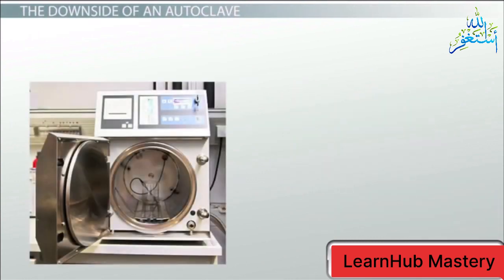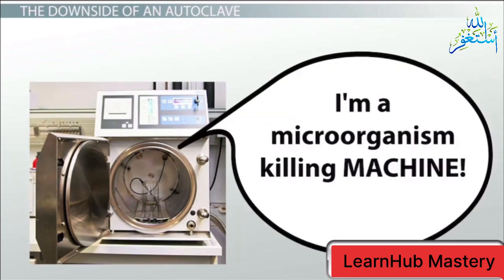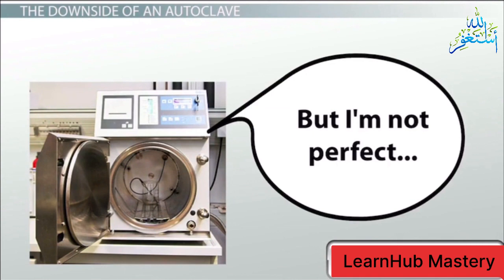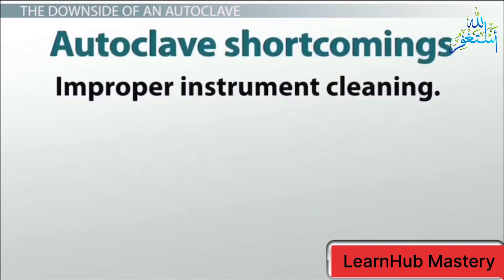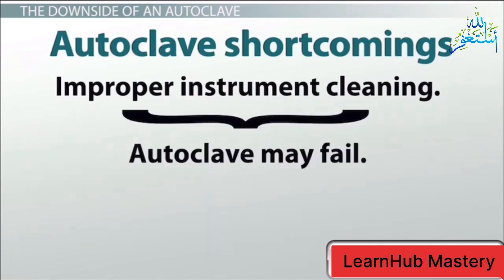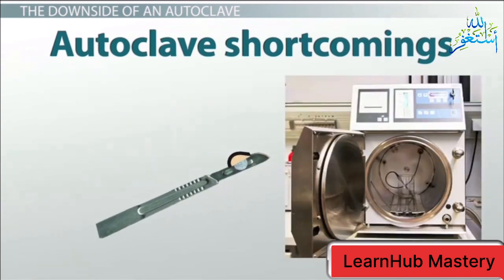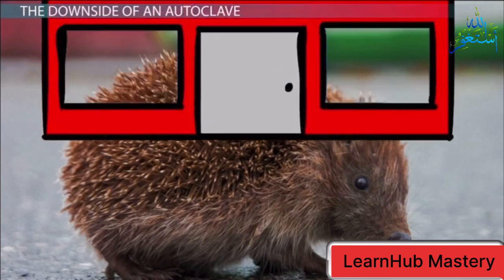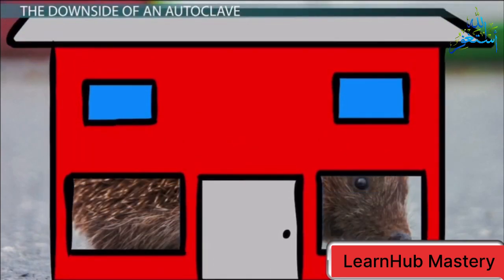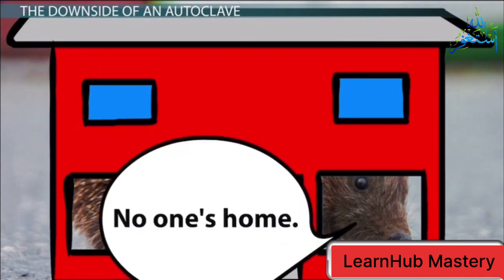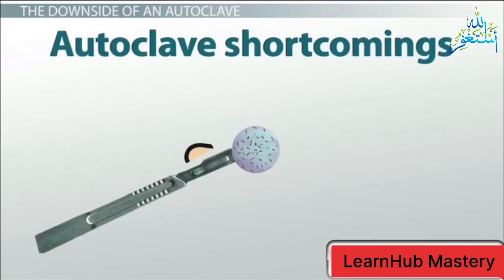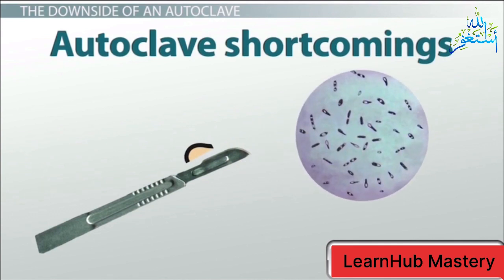While an autoclave is an awesome way to get rid of all living microorganisms on an important object, such as a surgical instrument, it's not without its faults. For example, if an instrument isn't cleaned well enough prior to being placed in an autoclave, the autoclave may fail. Imagine if there was a piece of tissue left attached to the surgical instrument prior to placement in the autoclave. This would be akin to giving our hedgehog a little house under which it can hide to escape the heat and pressure that is trying to kill it. Likewise, microorganisms can use this macroscopic dirt and debris as a shelter to survive being autoclaved.